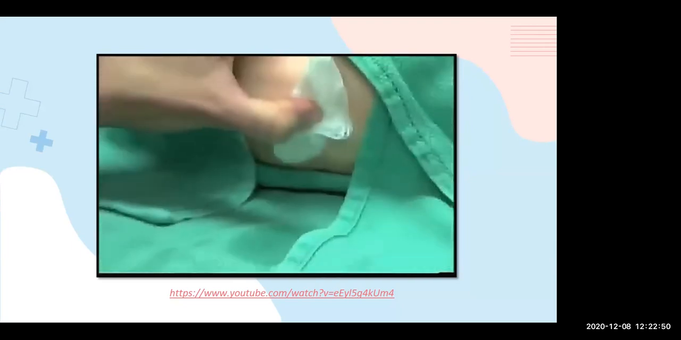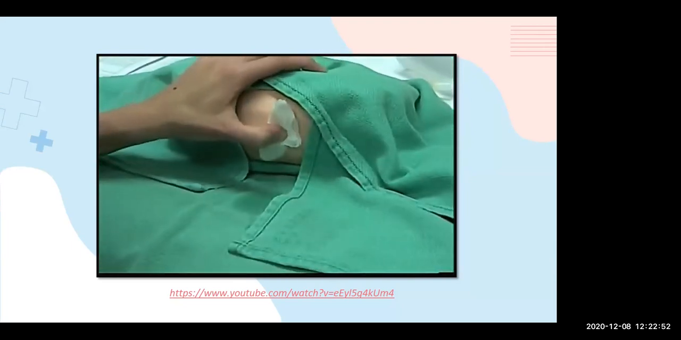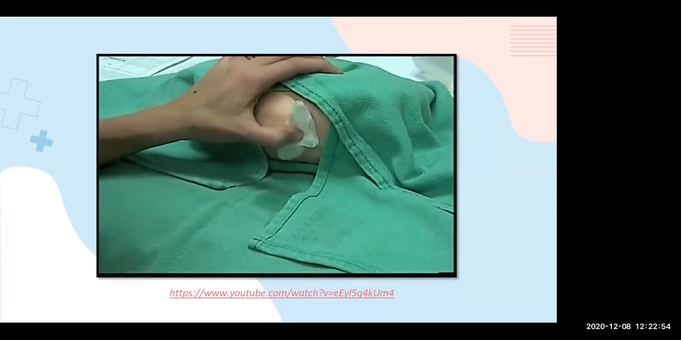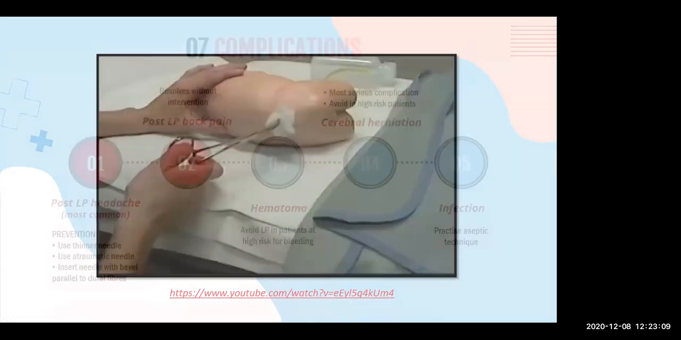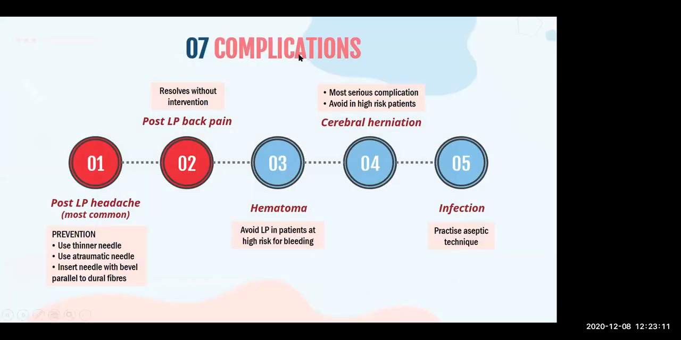Put a band-aid on and tell the patient and their family that the child should remain supine for at least 30 minutes to minimize the potential post-tap headache. So that's all for the procedure, and then we go to the last part, which is the complications.